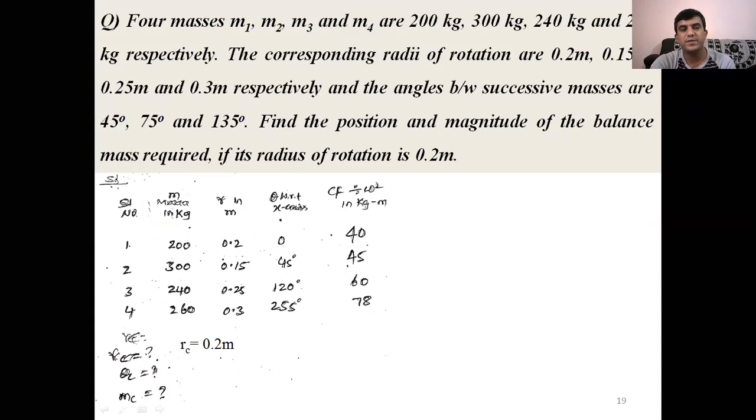So now for the problem for the third case here, four masses M1, M2, M3 and M4 are 200 kg, 300 kg, 240 and 260 kg respectively. Now these are the four disturbing masses, M1, M2, M3 and M4. They are rotating in where? In the same plane. The corresponding radii of rotations are 0.2 meter, 0.15 meter, 0.25 and 0.3 meter respectively.